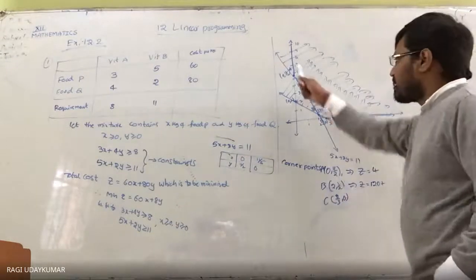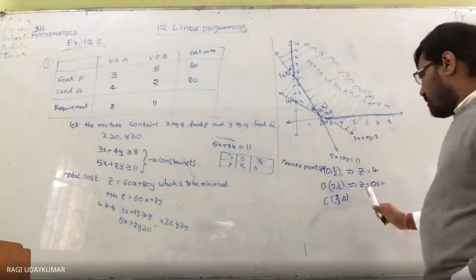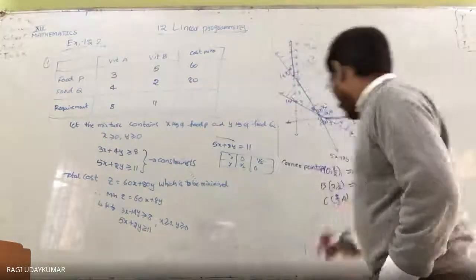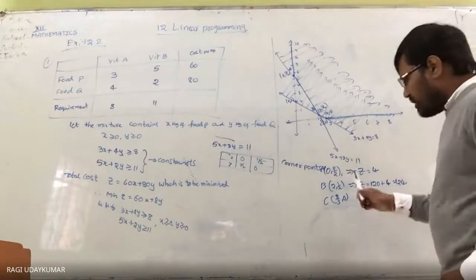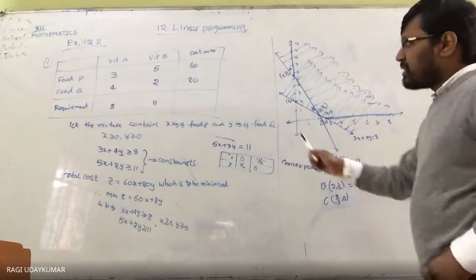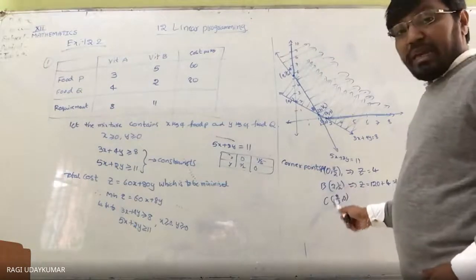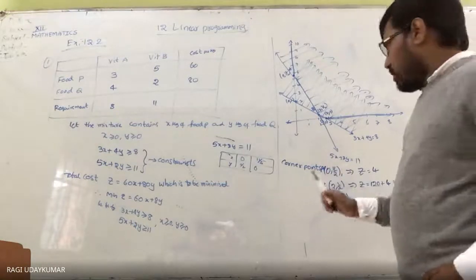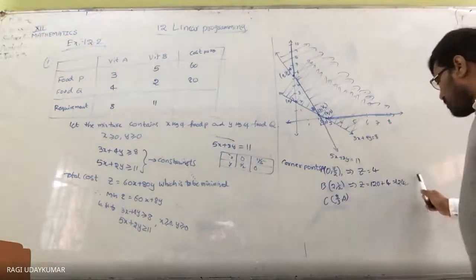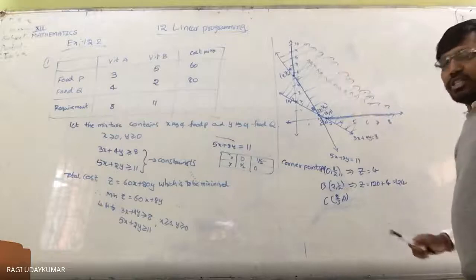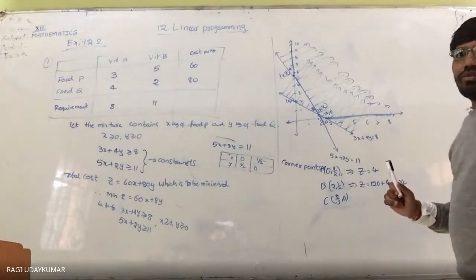In these places, we have to substitute the corner points. So 120 plus half the 4, so we are going to get 124. That means if you take the mixture, say food P 2 kgs and food Q half kg, by satisfying those conditions, you are going to get the cost of the mixture as 124 rupees.